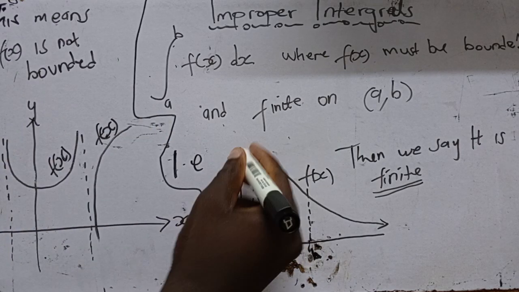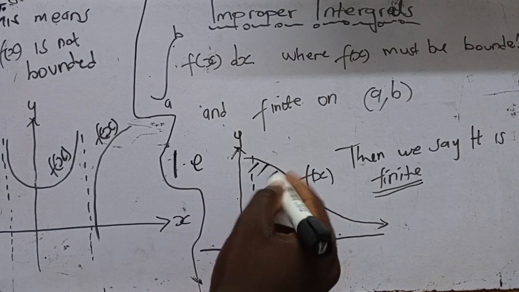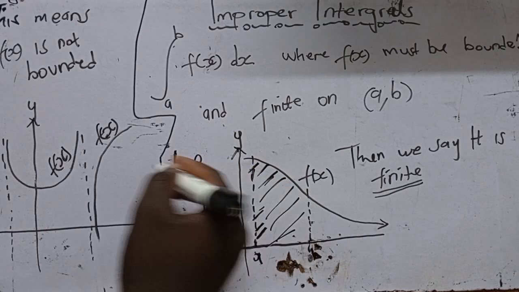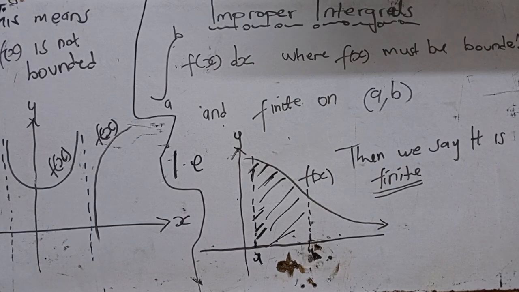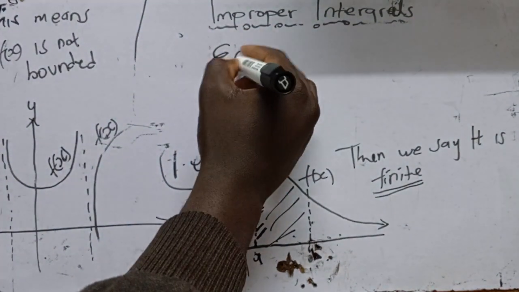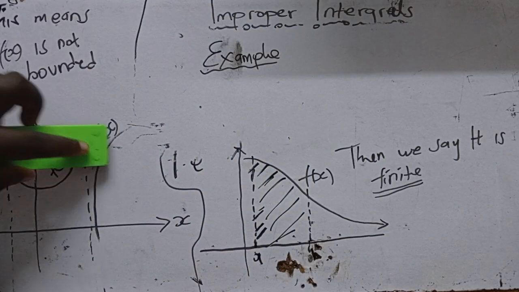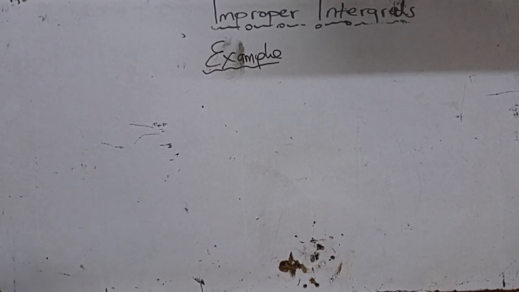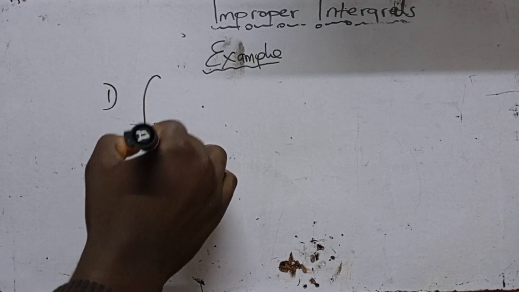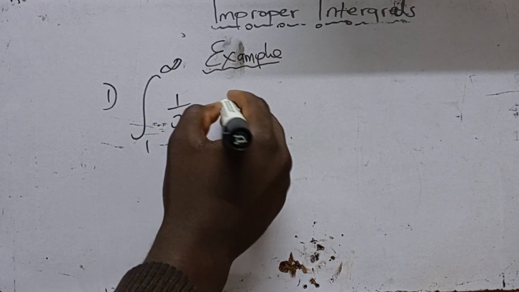If you look at this diagram one, our x was bounded through this region. So let us do it by an example. Example 1: given the integral from 1 to infinity of f(x) equal to 1 over x squared dx.